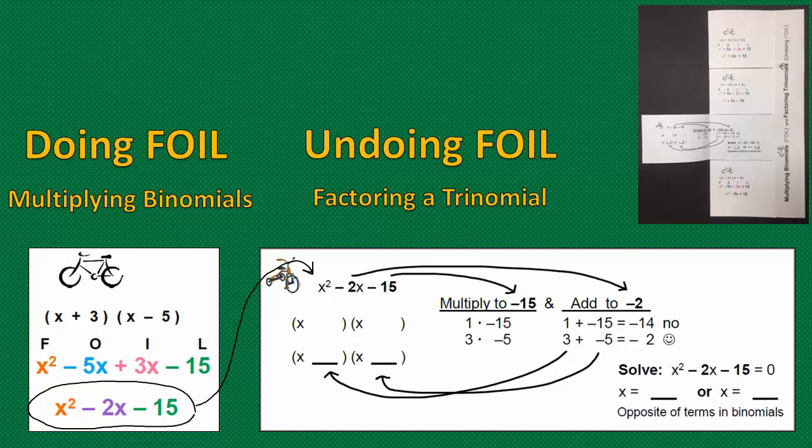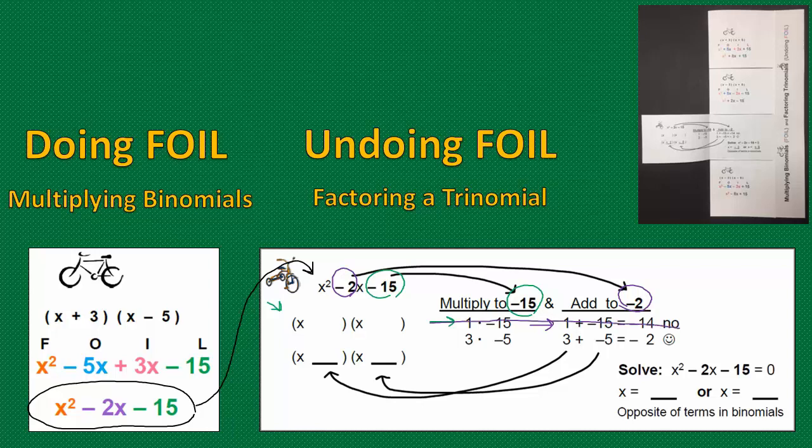We start by setting up our binomials with two sets of parentheses and putting x in the beginning of each one. Then we are going to start looking for two numbers that multiply to negative 15 and that at the same time add to negative 2. 1 times negative 15 is negative 15. When we add it, we get negative 14. That's not what we're looking for. We're looking for negative 2. So that's not what we need.